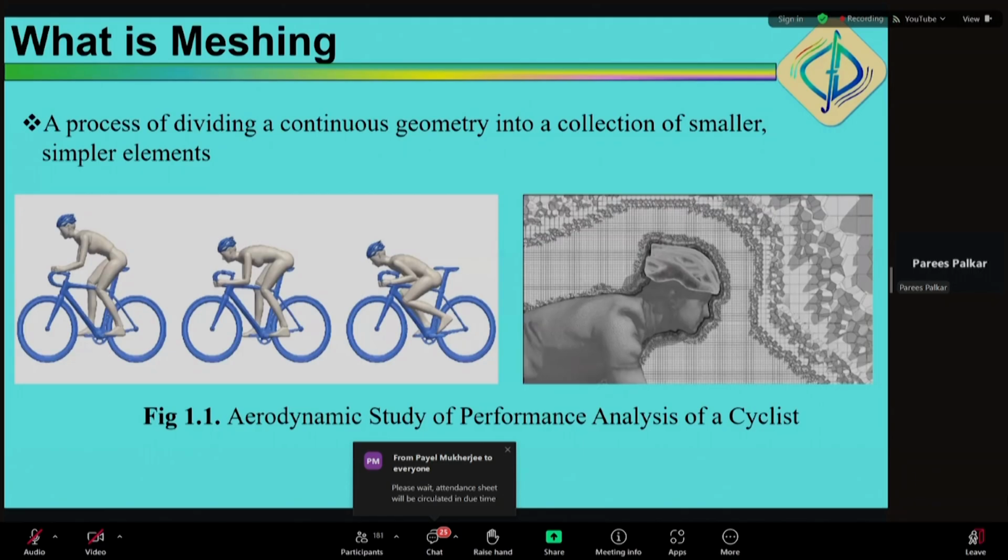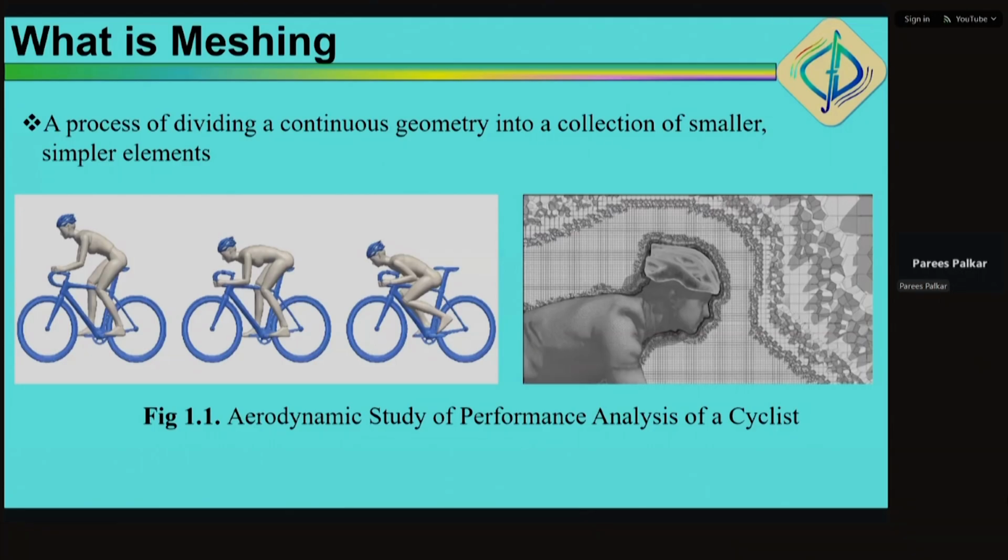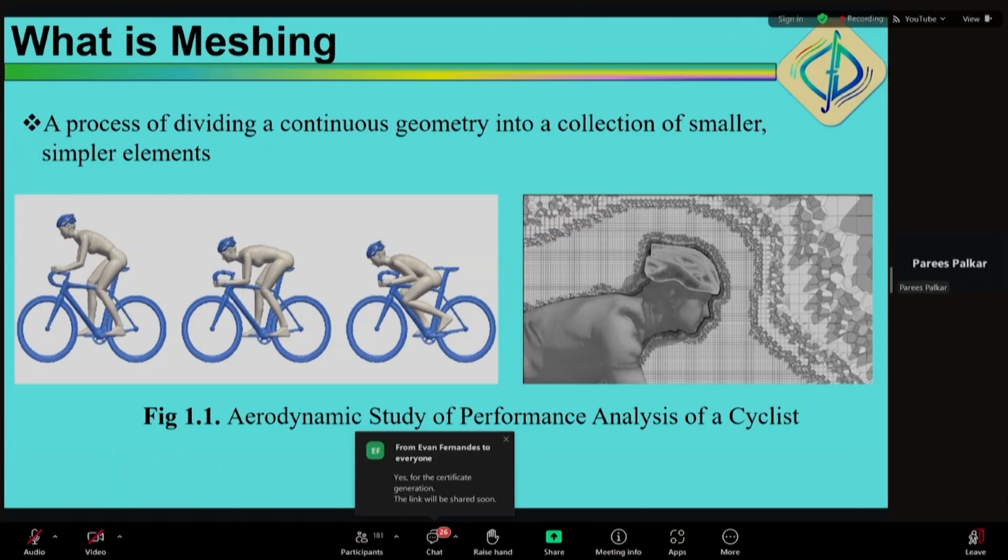So let us say we want to find out the position of the cyclist, and how aerodynamically suited it is for him to be in a particular position so that he can achieve the maximum speed. So there are three CAD models that have been generated with three different parameters and positions, and the CFD study has been carried out for the same using a CFD software.